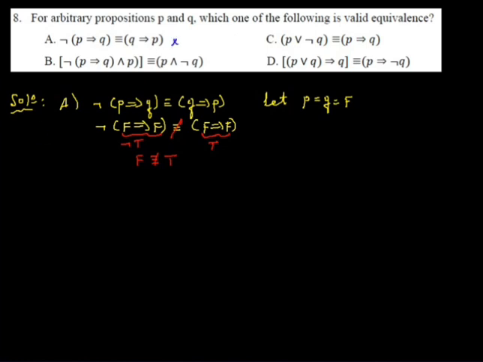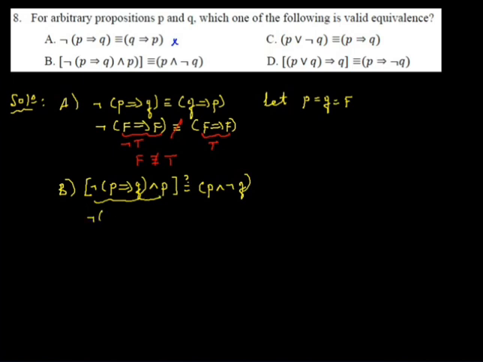Let's check for the compound proposition in B. In B we have the negation of P implies Q, and P. Is it equivalent with P and negation of Q? Let's check it. Let's check this equivalence, P and negation of Q. So let's take the first one. Let's take this one, what it looks like.